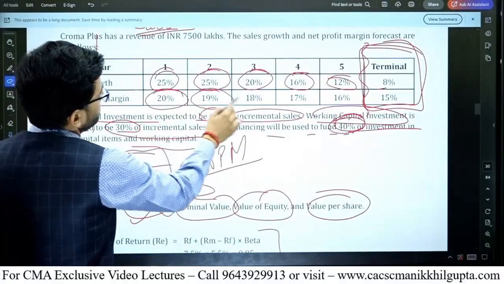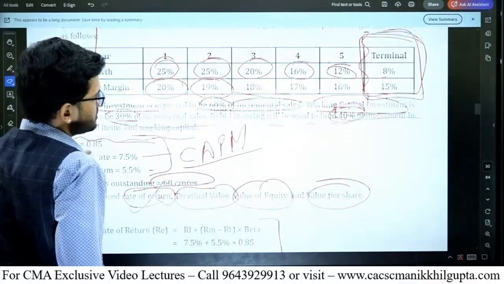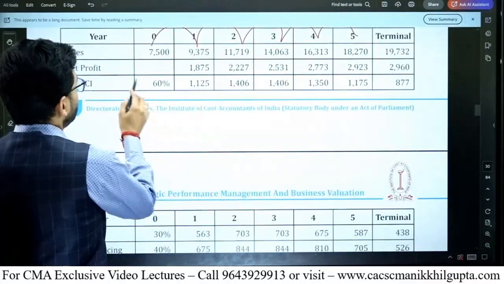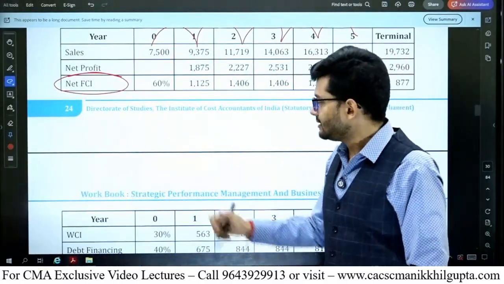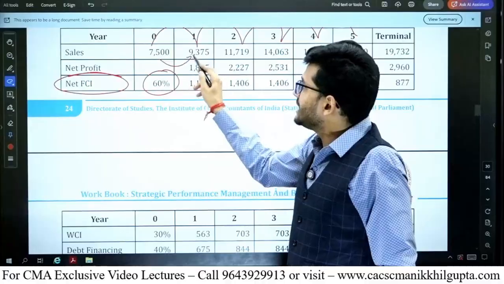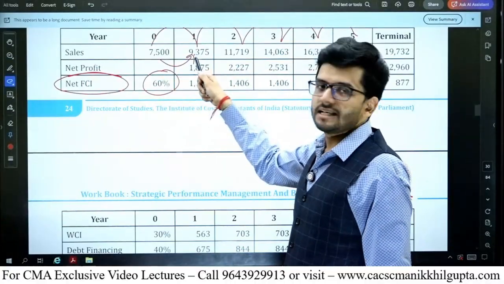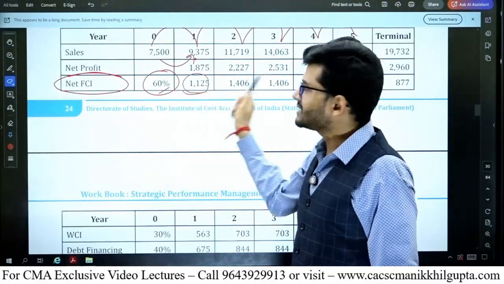Net profit margin is 20%, 19%, 18%. So, using this net profit margin, you are calculating the net profit. Now, fixed capital investment and working capital investment are taken as a percentage of increase in sales. So whatever increase in sales has happened, out of that 60% is fixed capital investment.